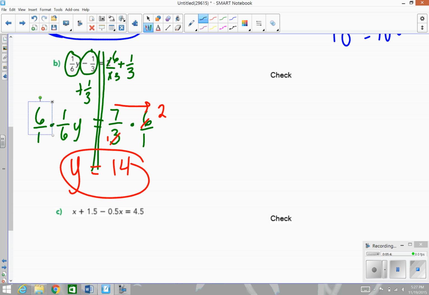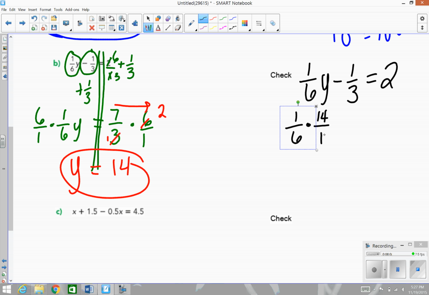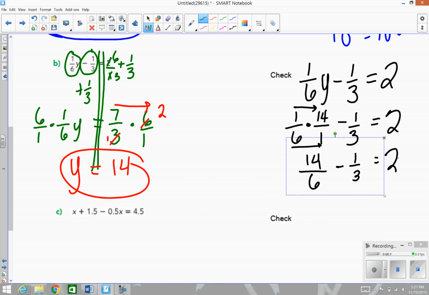Now that we have our solution, our answer, we can go ahead and check. So I'm going to rewrite the original: 1/6 y minus 1/3 equals 2. Then I'm going to plug in my answer. So 1/6 times 14, or times 14 over 1, minus 1/3 equals 2. PEMDAS tells us to multiply first, so I have 1 times 14 is 14, and 6 times 1 is 6, minus the 1/3 equals 2.